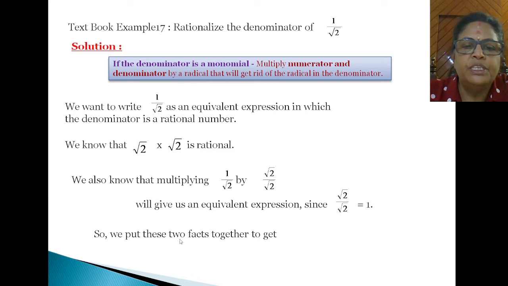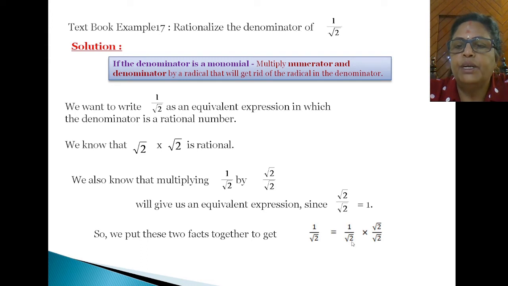So we put these two facts together to get 1 by root 2 is equal to 1 by root 2 into root 2 by root 2. So numerator into numerator gives root 2, denominator into denominator gives 2. So we will get root 2 by 2. Now the denominator is a rational number. The question was to rationalize the denominator, so the denominator is now a rational number.